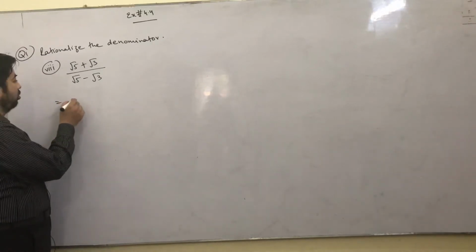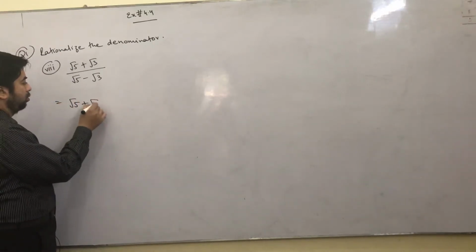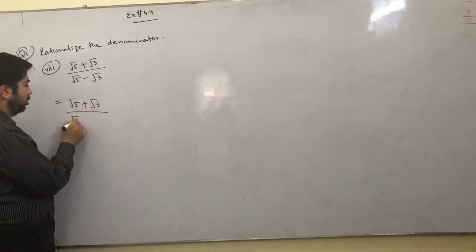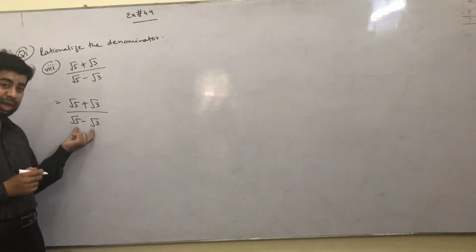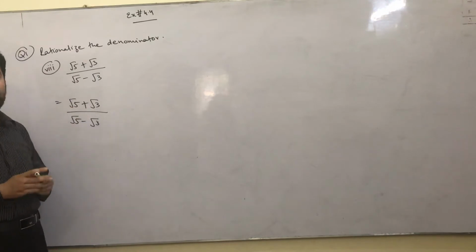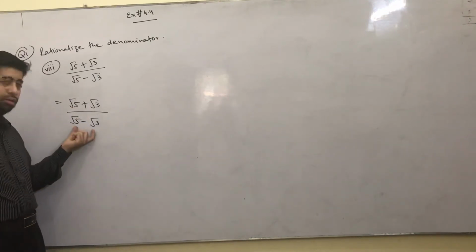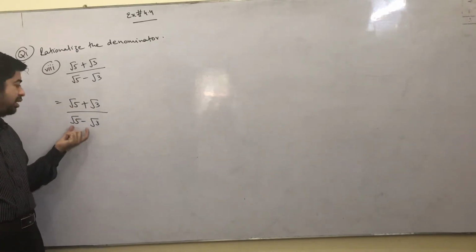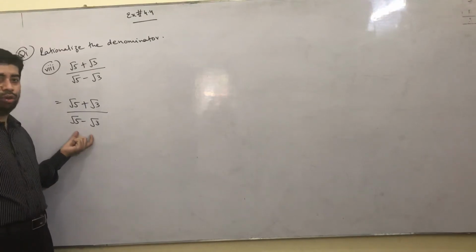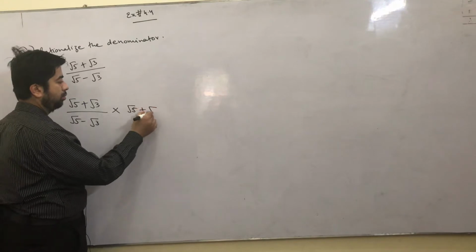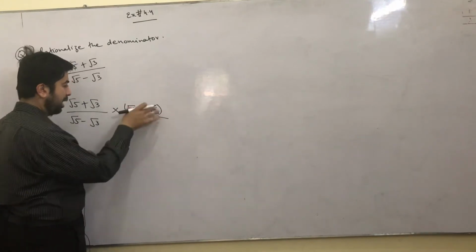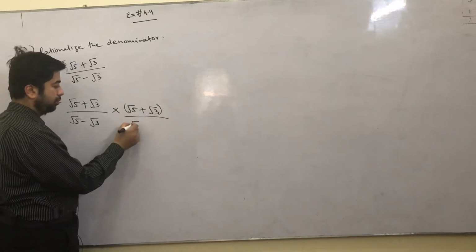So to solve this question, we just have to multiply by the denominator's conjugate, not the numerator's conjugate, only the denominator's. You can see that square root 5 minus square root 3, its conjugate is square root 5 plus square root 3. Multiply it and also divide with the same thing.